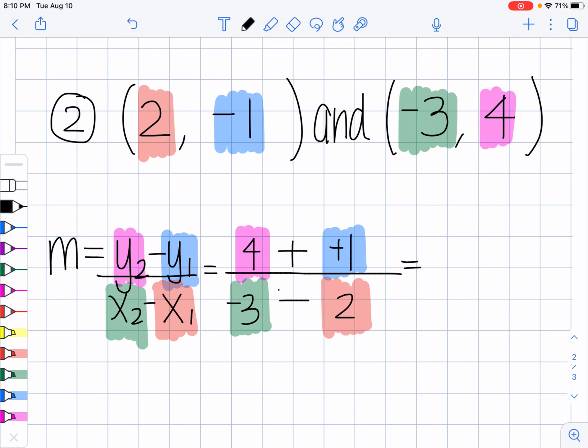Remember, subtracting is the same as adding the opposite. Negative 3 minus 2 is negative 5. 5 divided by negative 5 gives me negative 1.